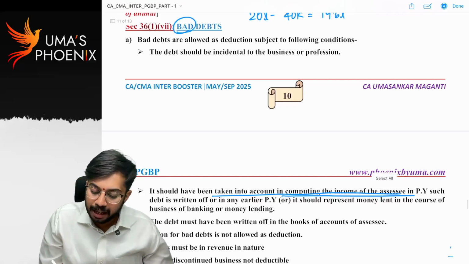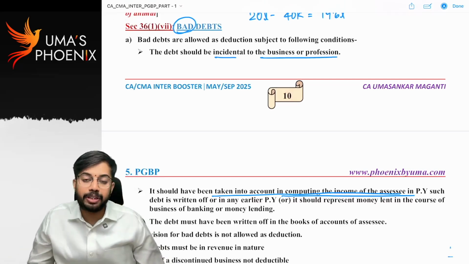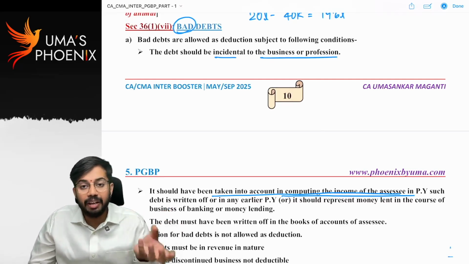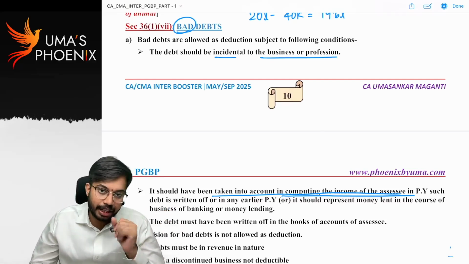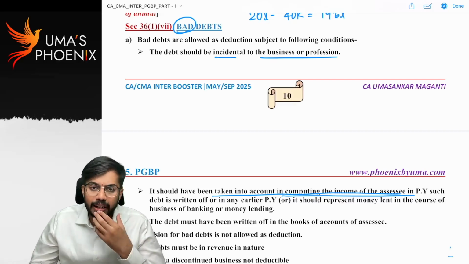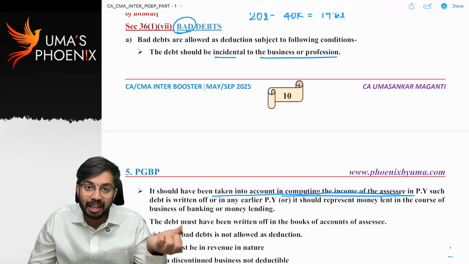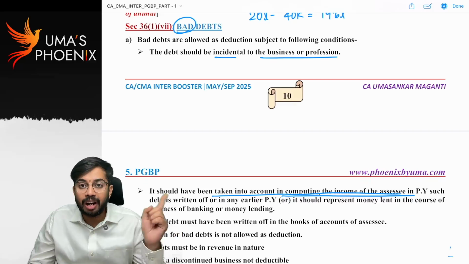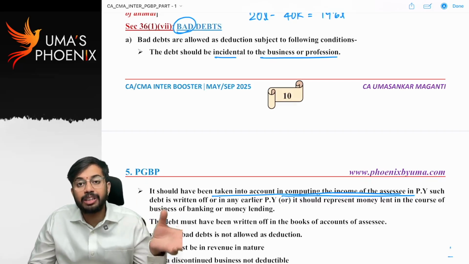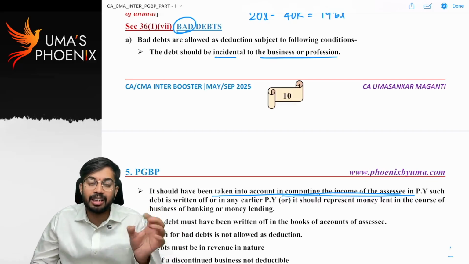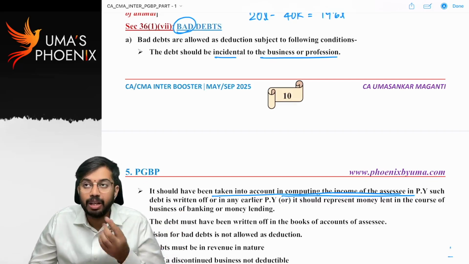The debt should be incidental to business or profession. That means bad debts of a personal nature are not allowed as deduction. Even in business, there are some conditions. What are those conditions? The bad debt amount was already recognized as income. Only if it is already recognized as income and it is not realized, then only the amount that could not be realized is allowed as expenditure.